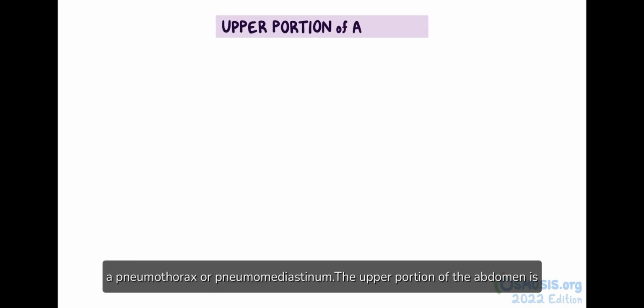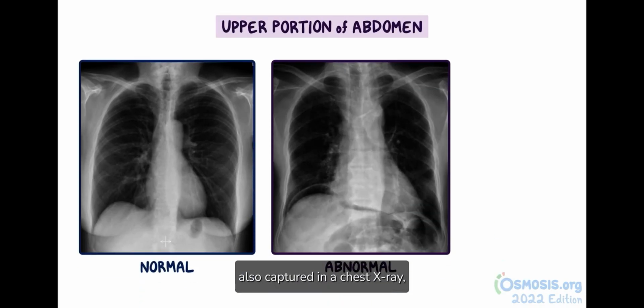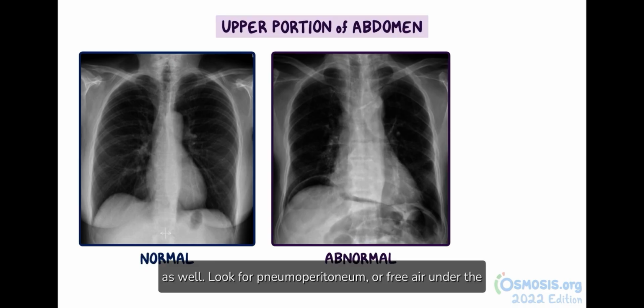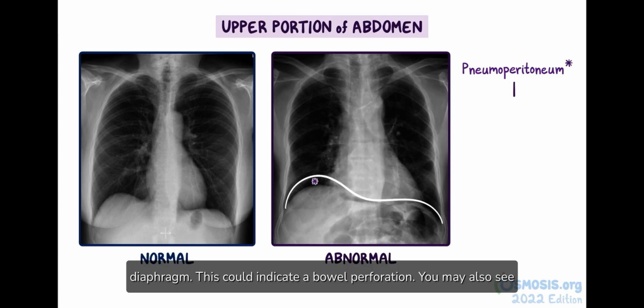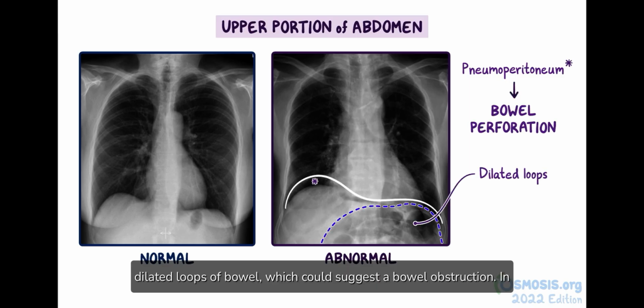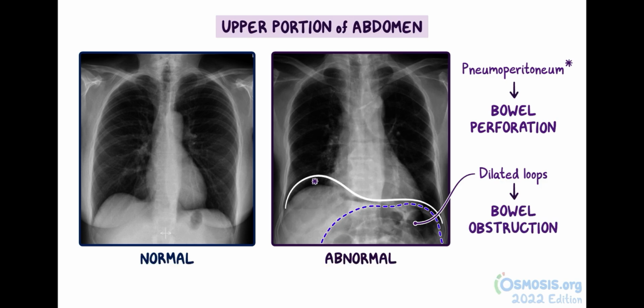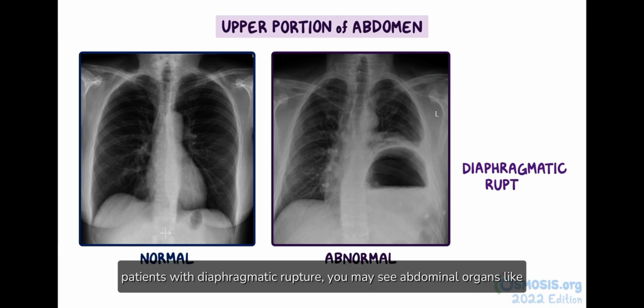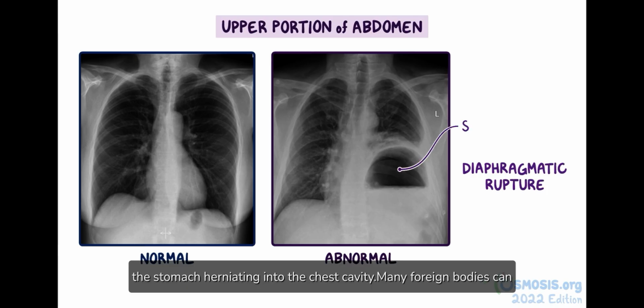The upper portion of the abdomen is also captured in a chest X-ray, and it is important to assess this area as well. Look for pneumoperitoneum, or free air under the diaphragm. This could indicate a bowel perforation. You may also see dilated loops of bowel, which could suggest a bowel obstruction. In patients with diaphragmatic rupture, you may see abdominal organs, like the stomach, herniating into the chest cavity.